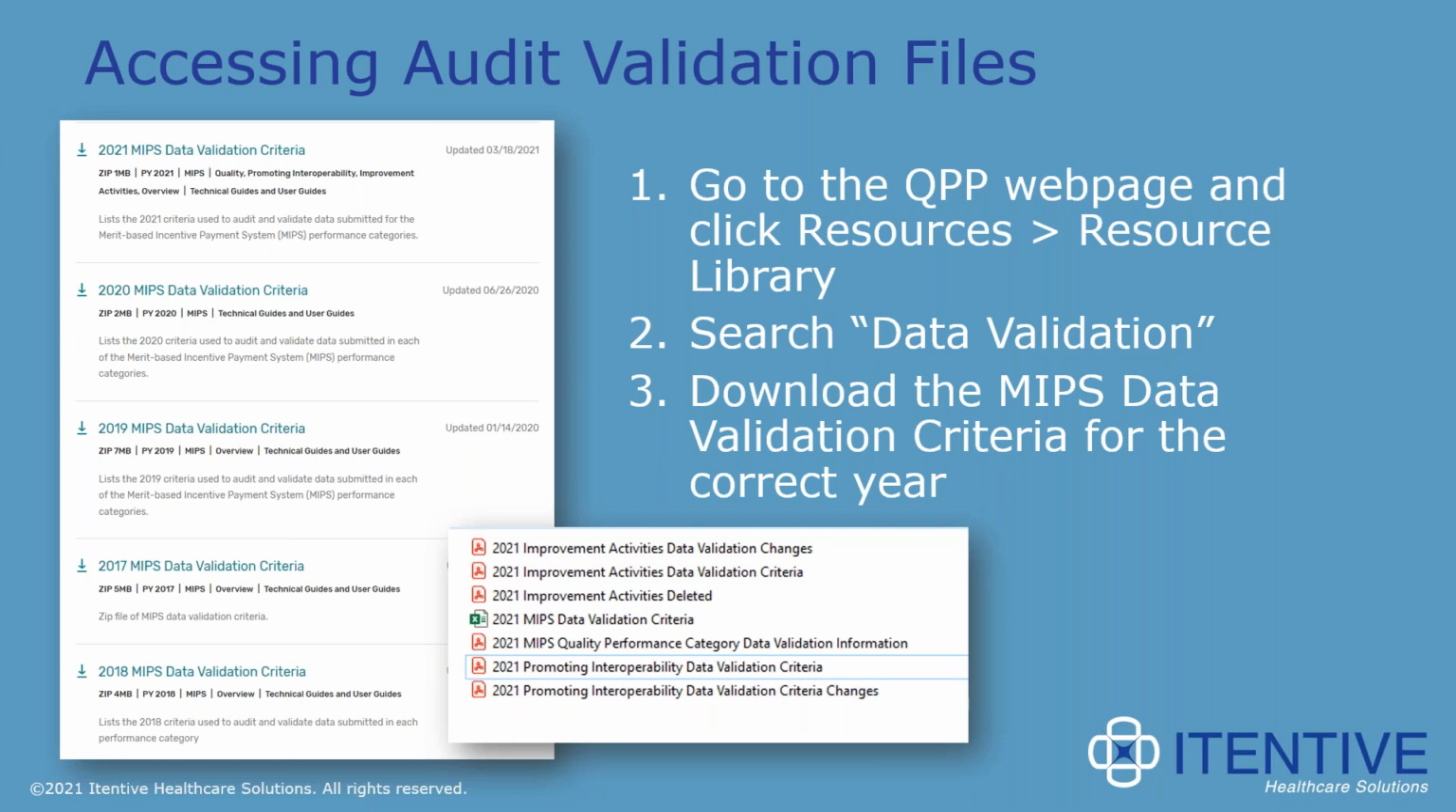Now, to make life easier, CMS did finally come out with a MIPS data validation zip file, and it's available each year. So the audit requirements are maintained for each performance category, and they actually provide guidance to auditors that are now available to you as well. So to access them, you would just follow these steps on the QPP website. You just want to go to the resource library and you can search data validation, it'll come right up.